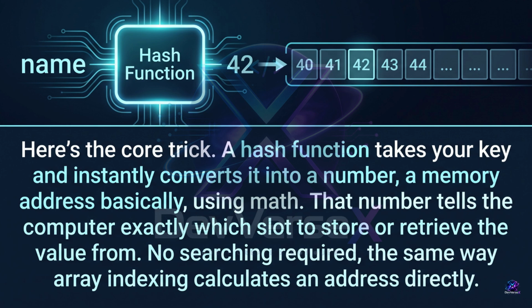Here's the core trick. A hash function takes your key and instantly converts it into a number, a memory address basically, using math. That number tells the computer exactly which slot to store or retrieve the value from. No searching required, the same way array indexing calculates an address directly.